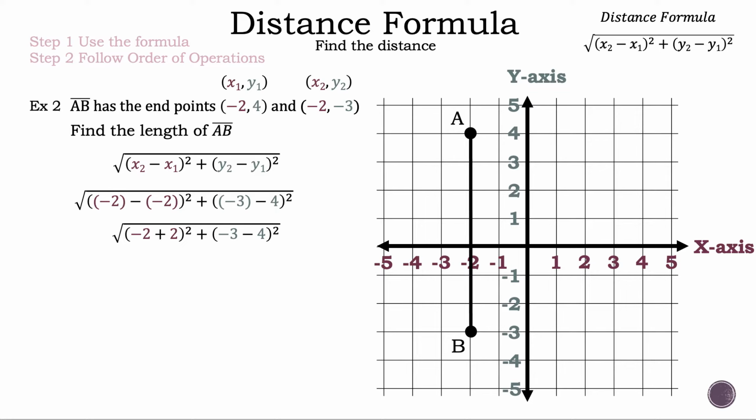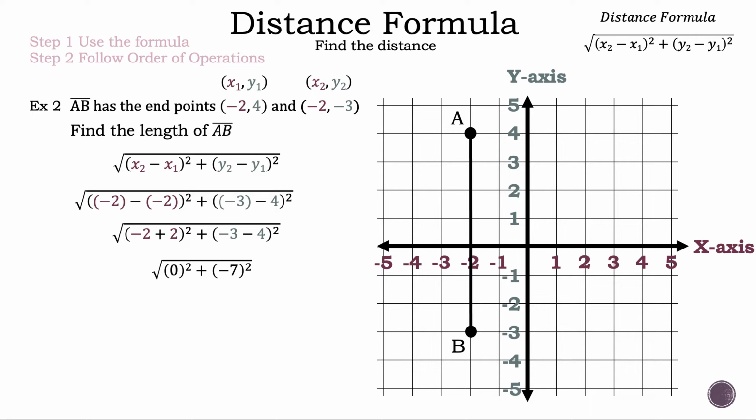And now we have the square root of negative 2 plus 2 in parentheses squared plus negative 3 minus 4 in parentheses squared. Let's continue by simplifying what's inside the parentheses. And now we have 0 squared plus negative 7 squared, because negative 2 plus 2 is 0 and negative 3 minus 4 is negative 7.